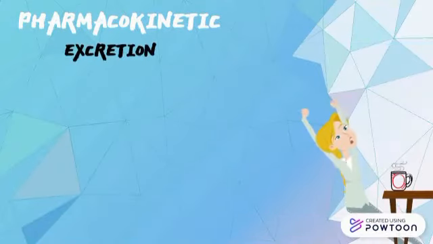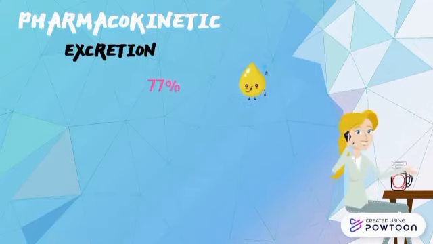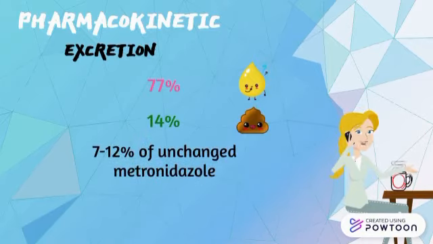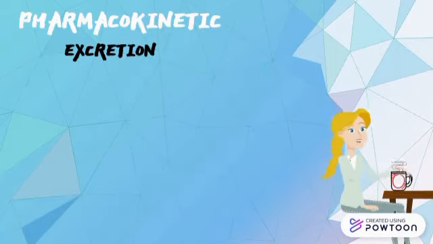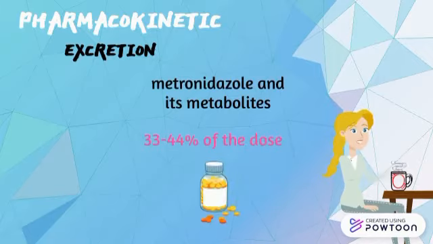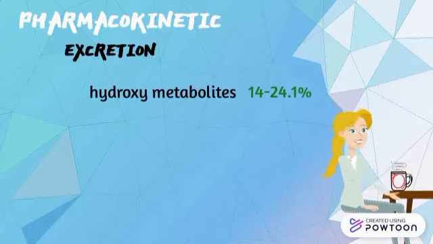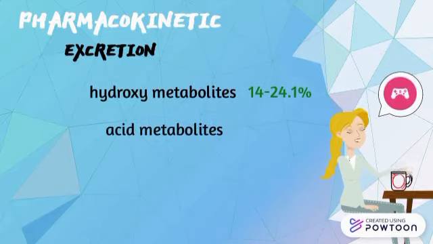For the excretion, most of this drug and its metabolites are eliminated in the urine. About 77% is collected in the urine, and about 14% is in the feces. About 7 to 12% of unchanged metronidazole is detected in the urine. The total of metronidazole and its metabolites excreted in the urine is 33 to 44% of the dose. The hydroxy metabolites account for 14 to 24.1% of it, while the acid metabolites account for 9.6 to 12%.